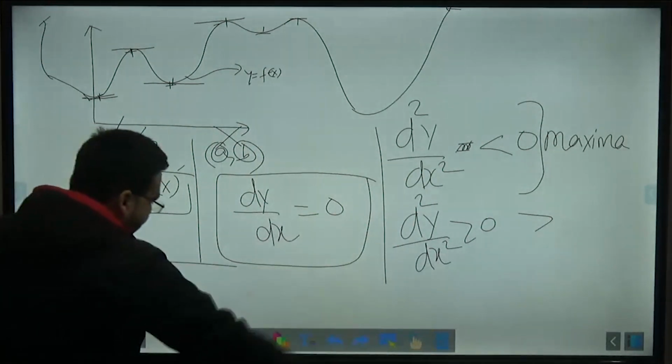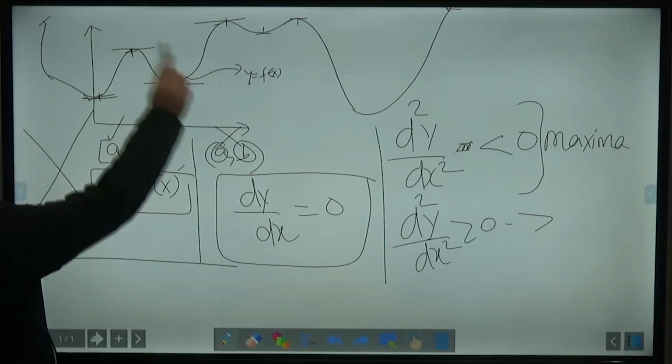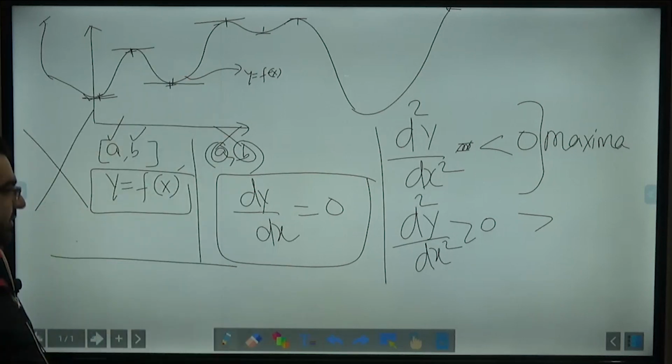And if it is 0, it means that it is a straight line. That is the meaning of that. It is neither increasing nor decreasing, the rate of change of slope is 0. Either it is a straight line, or it is some in-between point. That is what we discussed in the case of a single variable.